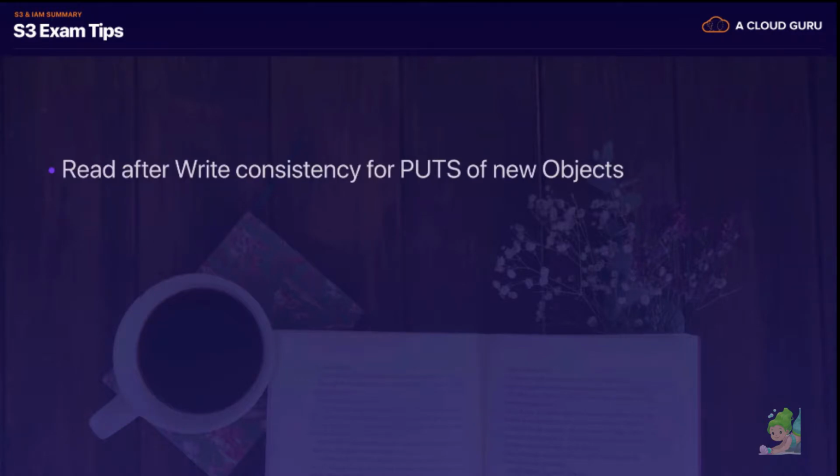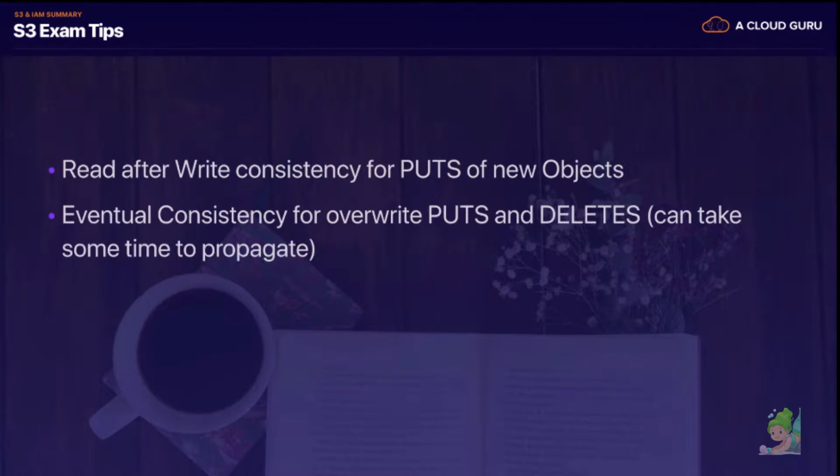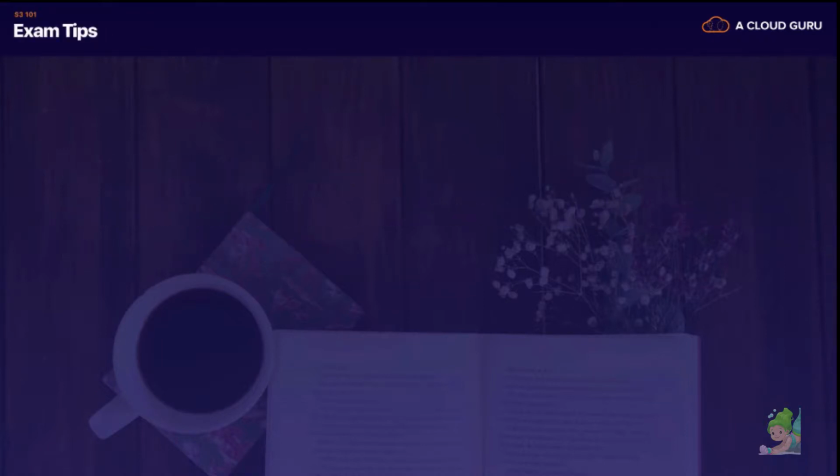Now remember the consistency model going into your exam for S3. So it's read after write consistency of puts of new objects, and eventual consistency for overwrite puts and deletes. And this can take some time to propagate. And like I said, what does that mean in everyday language? Well, if you put an object into S3, you're going to be able to read it immediately. If you overwrite an object or delete an object in S3 and you read it instantly after that, you could get the old version or you could get the new version. So sometimes you will get eventually the right version, but sometimes it takes some time to propagate.